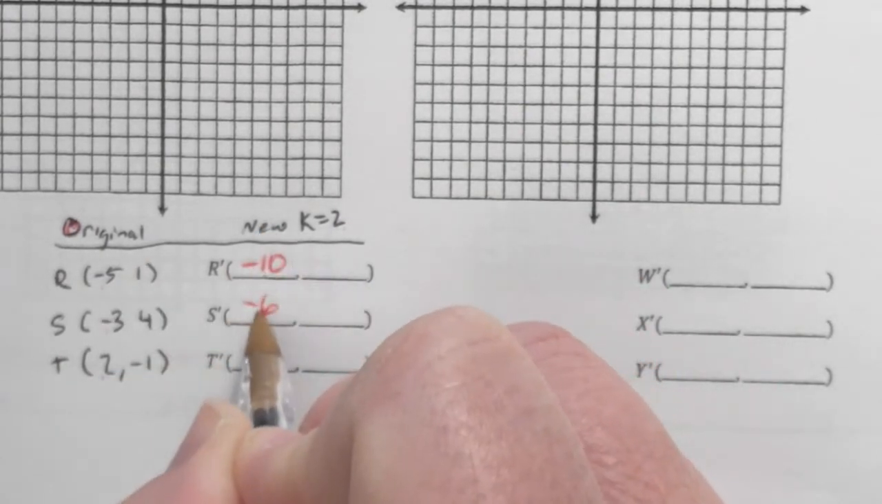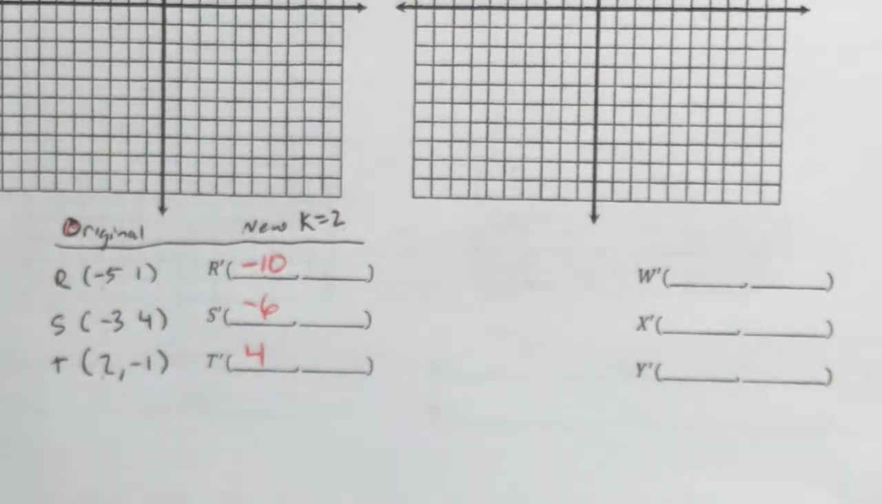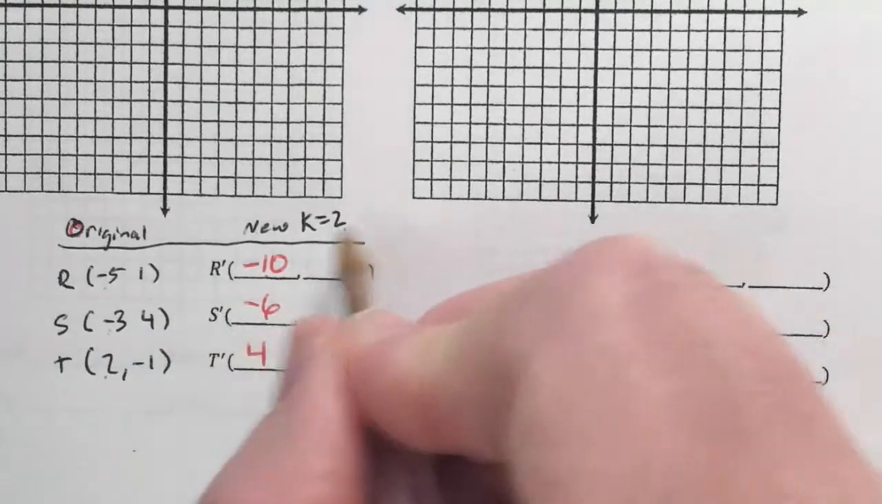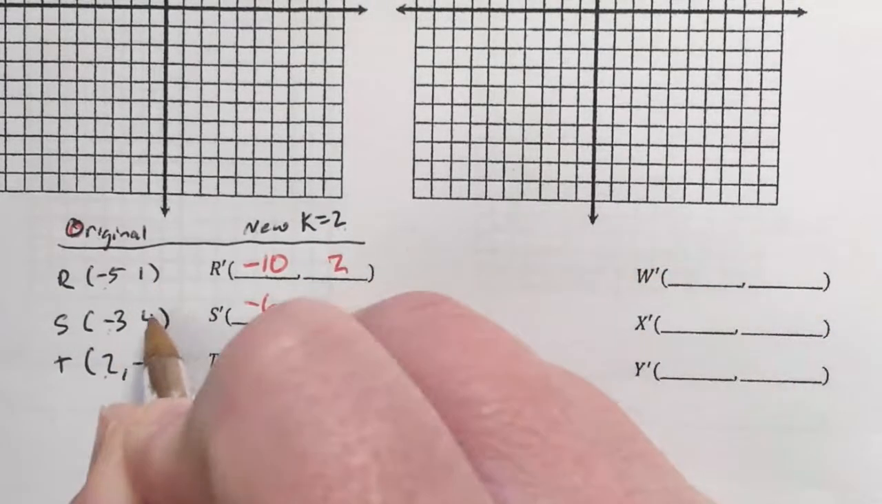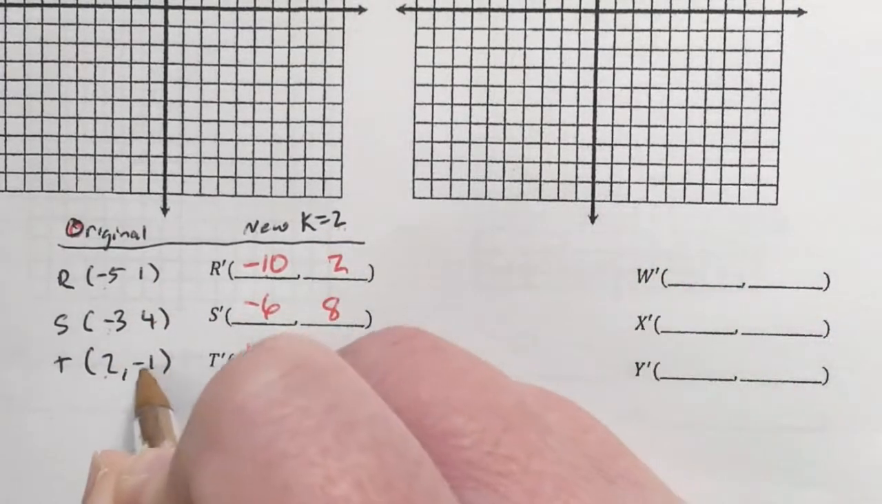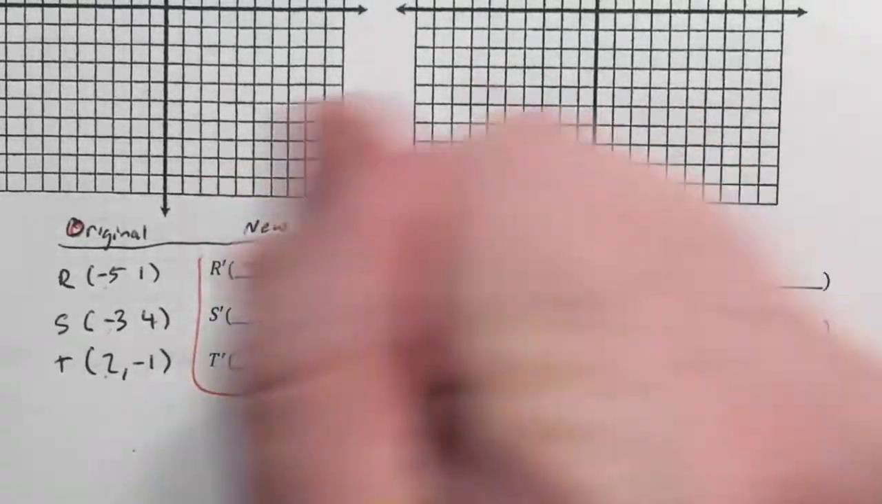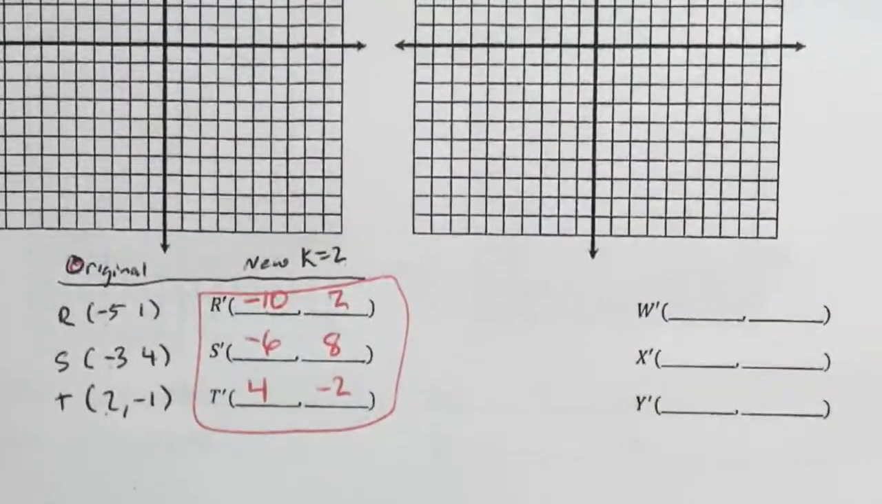So I just like to do all my x's first, and then I'm going to do all my y's. 1 times 2 is 2. 4 times 2 is 8. -1 times 2 is -2. That's your answer. You're done. That's it. That's all you have to do.